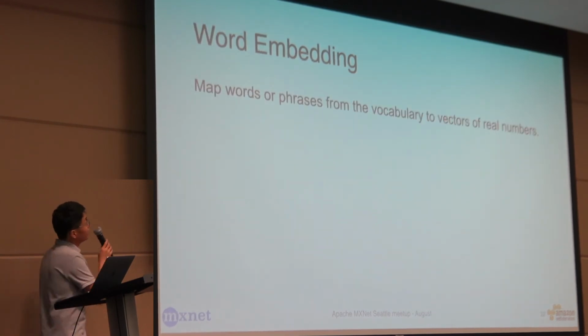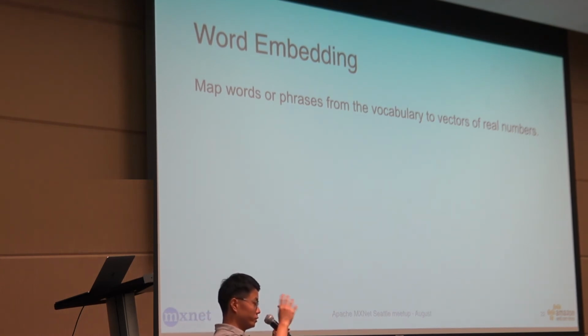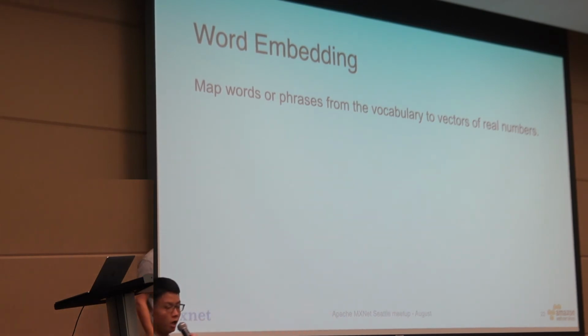And for GluonNLP, we are specifically talking about word embedding. So what is word embedding? Basically it maps the words or phrases from the vocabulary to real numbers rather than just a one-hot vector.